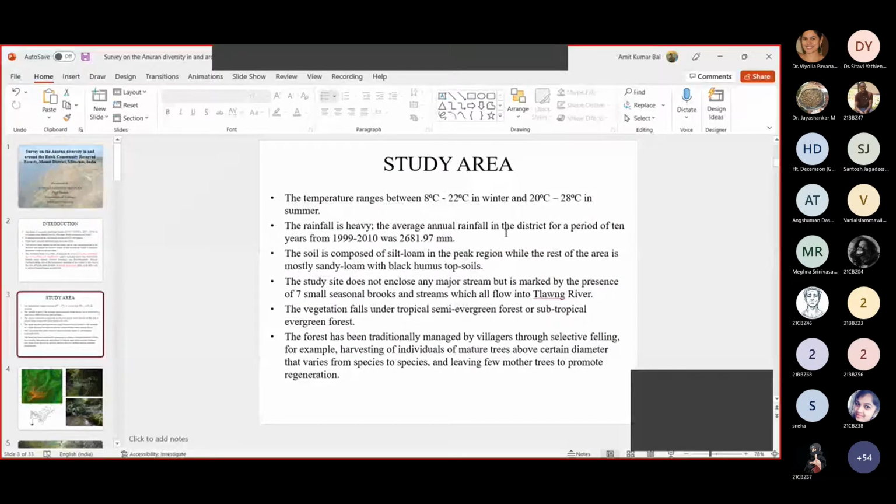The study site does not enclose any major streams, but there are about 7 small seasonal brooks and streams, which all flow into the Tlong River. The vegetation can be classified as semi-evergreen forest or subtropical evergreen forest. The forest has been managed by the local people through selective felling. For example, when they subject some lands for harvest, they would leave some mature trees for the population of the plant fauna. Flora, sorry.